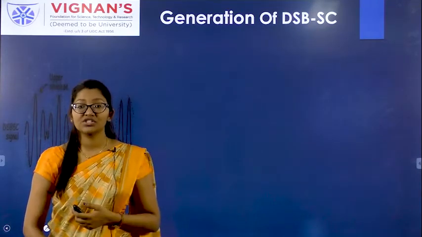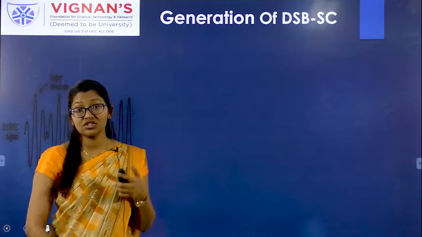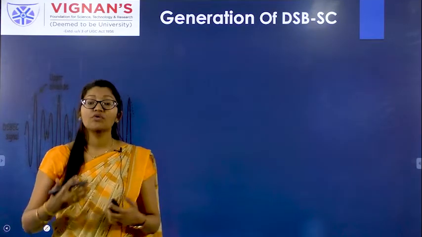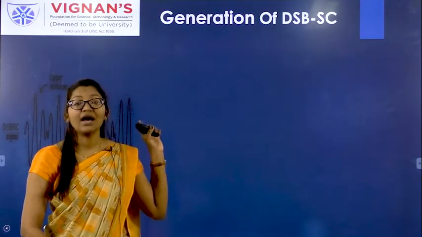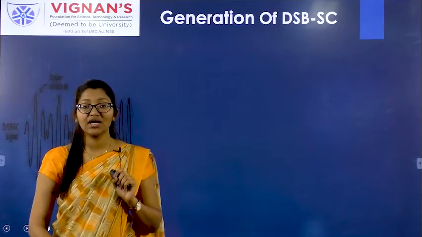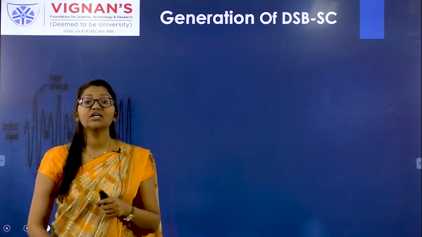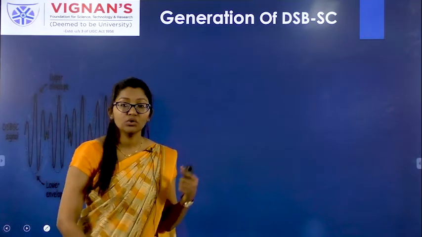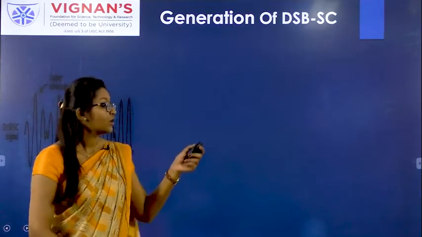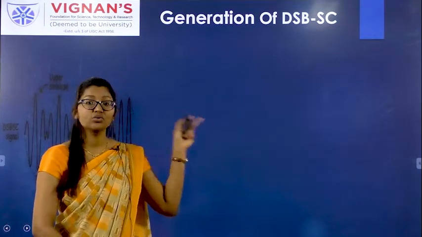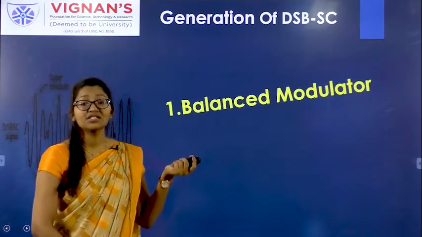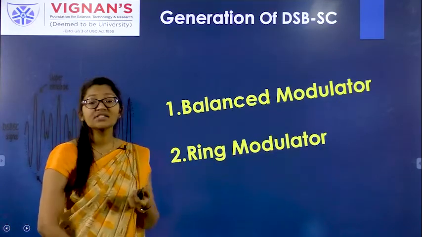So now in today's session we will see the generation of DSB-SC, meaning how we are generating a DSB-SC signal. For generating a DSB-SC signal we have two techniques. One is the balanced modulator and the second one is the ring modulator. There are two generations for a DSB-SC signal.